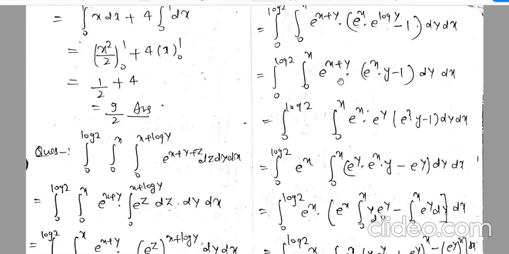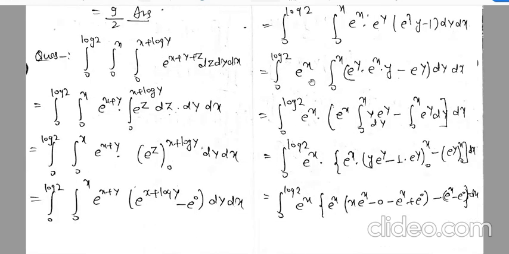Now, just to solve these two or three steps: integral from 0 to x, you can write this as e to the power x into e to the power y, e to the power x into (y minus 1) dy dx, and 0 to log 2, e to the power x, integral 0 to x of e to the power y, e to the power x into y minus e to the power x. Means what we are doing here, just multiply y inside the e to the power y. Now e to the power x is here, y into e to the power y dy minus this e to the power y dy, and dx, integrating with respect to y.